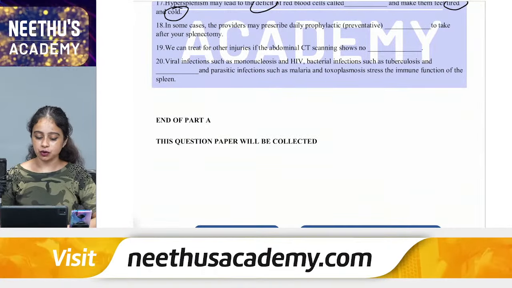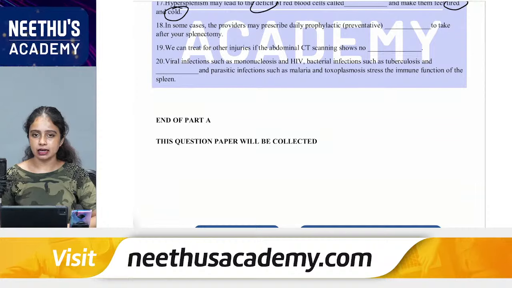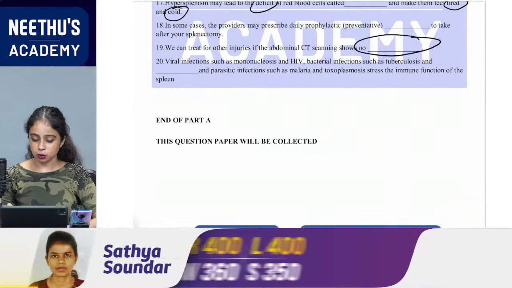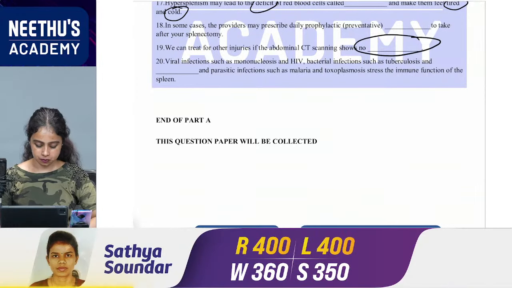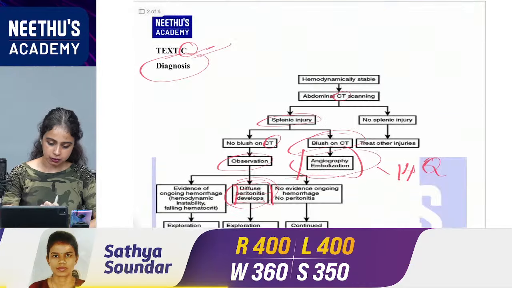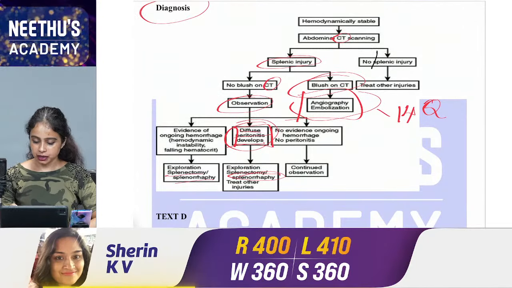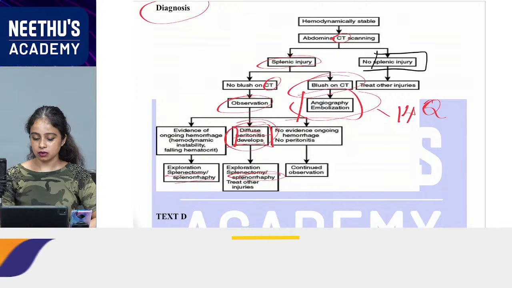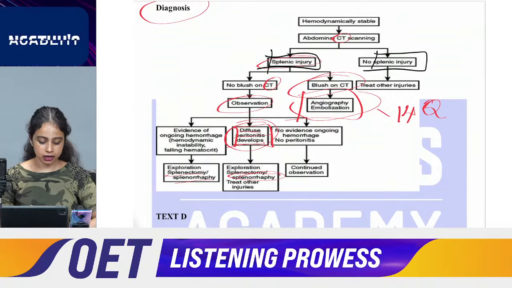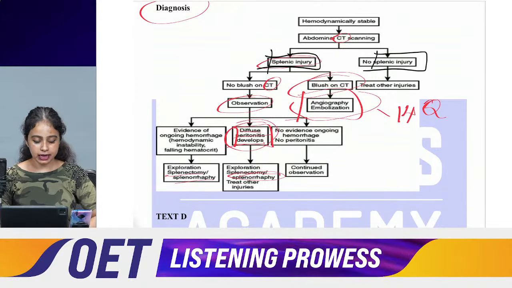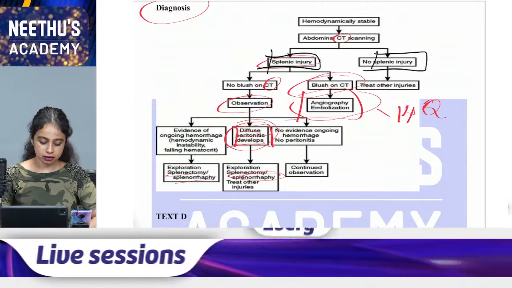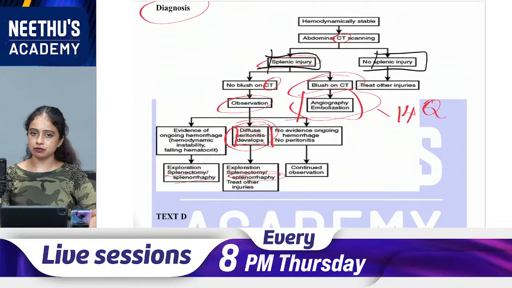Then the next one, second last one. We can treat for other injuries if the abdominal CT scanning shows no dash. So what is the missing word there? Which is from text C. So the answer should be splenic injury. Okay, Anu, Noble, yes, it is splenic injury. Very good. Yes, Reshma, splenic injury from text C.